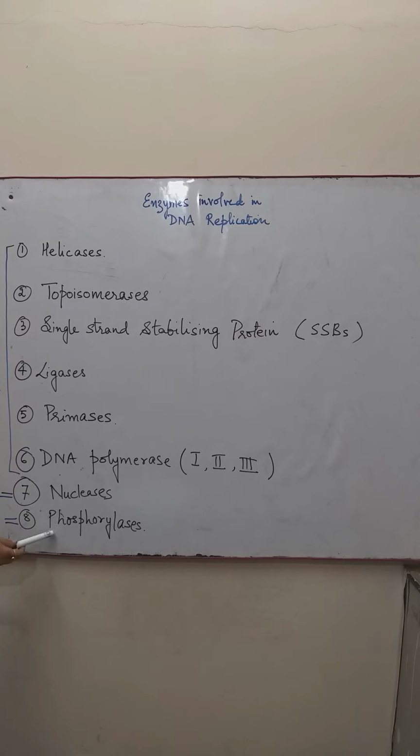Whereas the nucleases and the phosphorylases are important, but they are not actually involved in the process of replication. Phosphorylases help in the addition of phosphorus. Nucleases help in proofreading, so that the DNA replication is perfect. So we'll talk about these 6 enzymes mainly, which are involved in the process of DNA replication.